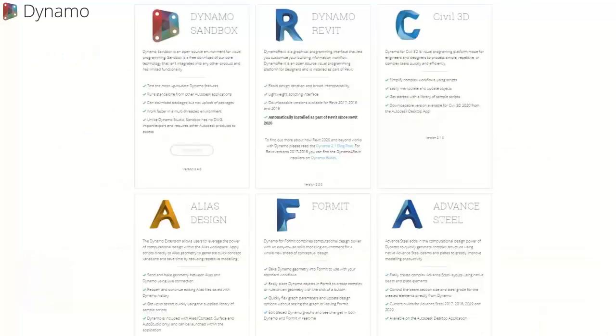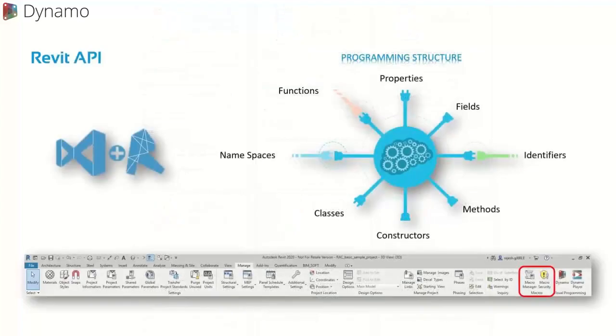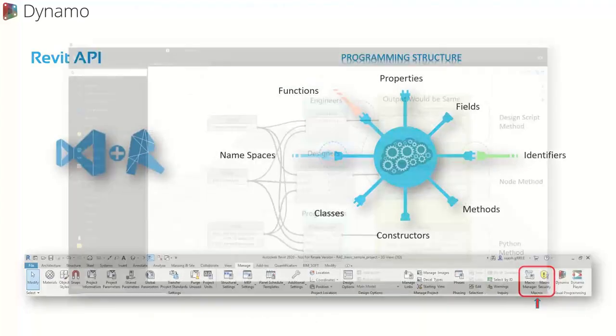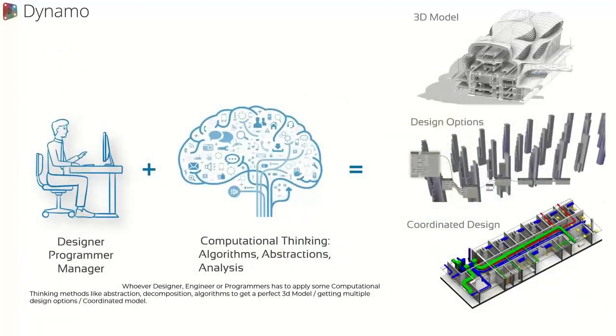So once you learn Dynamo, you can apply the same terminologies in almost all the Dynamo interfaces: not just Civil 3D, not Alias Design, not Formit, not Advance Steel, everywhere. So this is a programming structure. As of now, I can't explain it to you. We'll see that later. Okay, this I already explained.